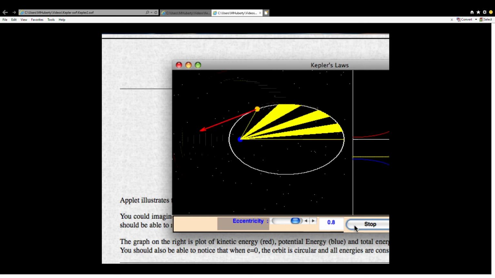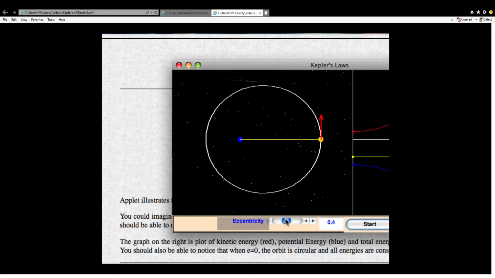Now, what's that red vector indicating? That's indicating the velocity of the planet. Okay, so that's our velocity vector. As you see, to be able to have equal areas in equal times, it means when the planet is close to the sun, it has to move much, much quicker than when it's farther from the sun so that it can sweep out this equal area for the same amount of time. So we have to speed up in those cases.